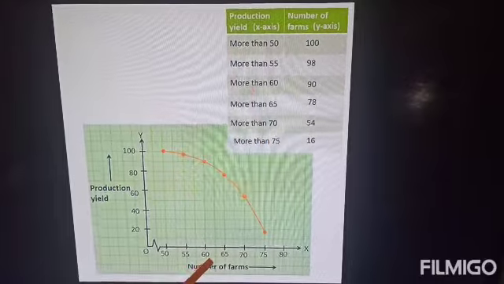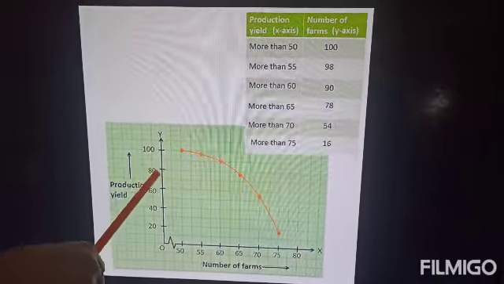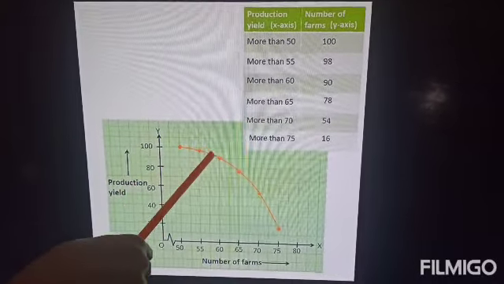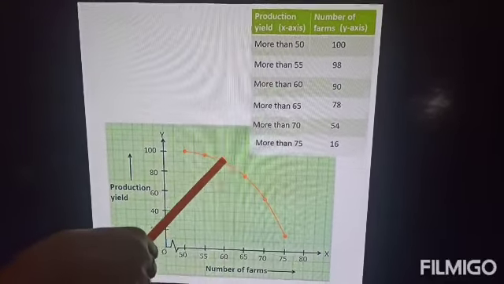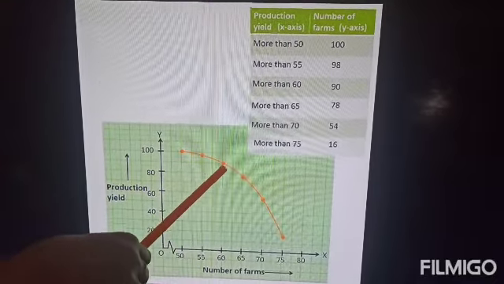Next 60. More than 60, 90. 90. 80 and 100. Between these two, we will get 90 here. That goes like this. This goes like this. Then both intersect on this point. This is the third point.